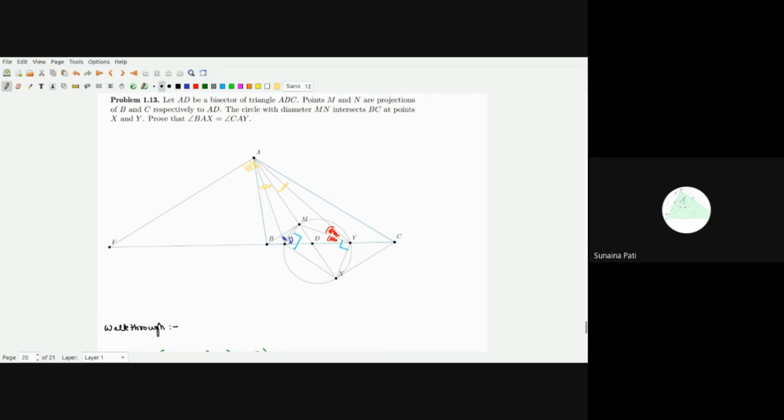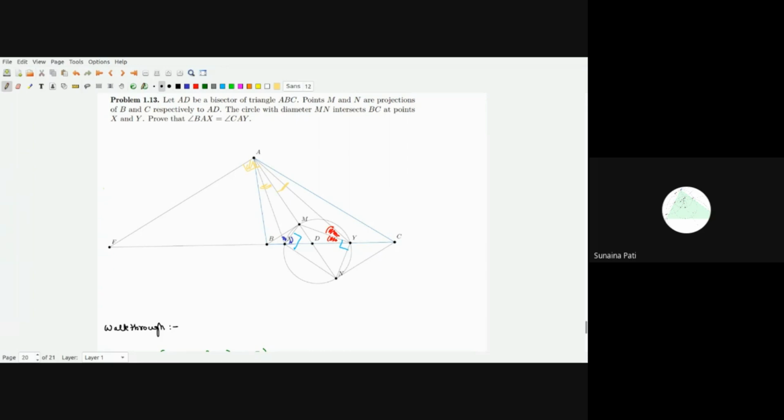Now, as Siddharth said, we have AF, BM, and CN parallel to each other, so we project FDBC from the point at infinity to the line AD, and then F goes to A, B goes to M, C goes to N, and D stays the same. So then we get ADMN as harmonic.